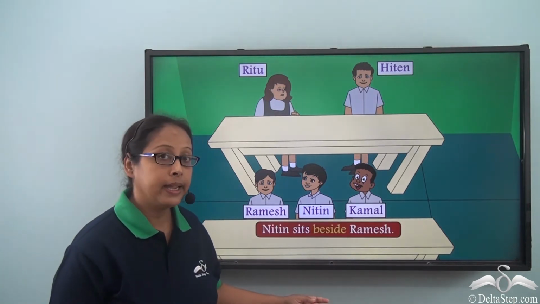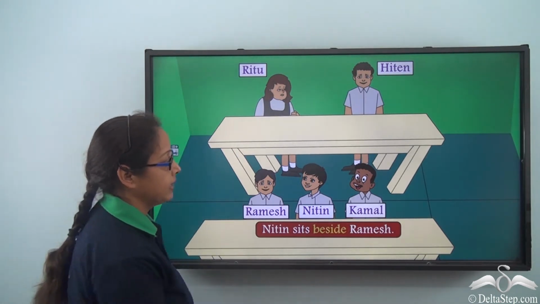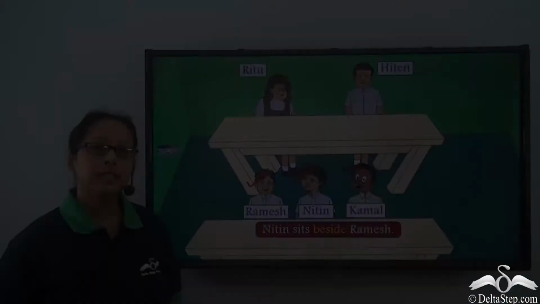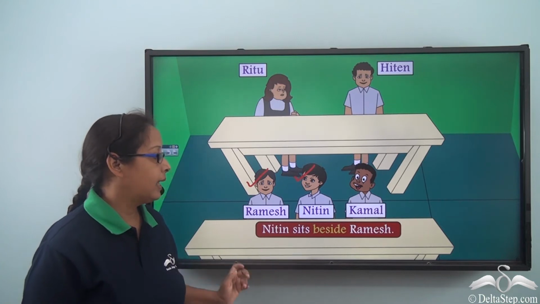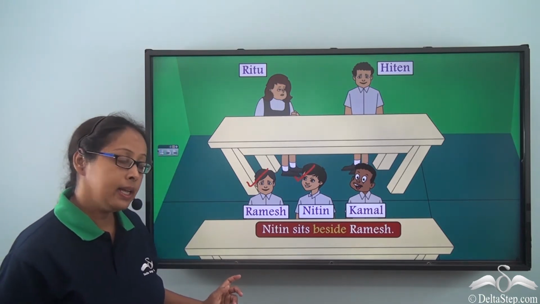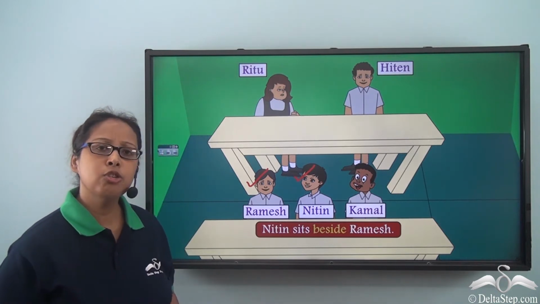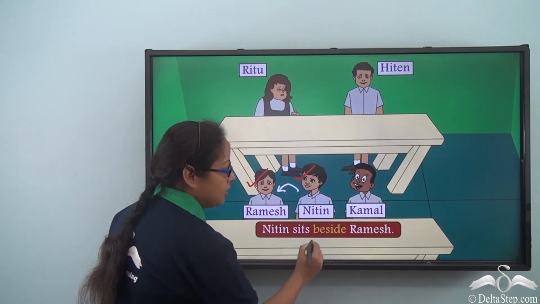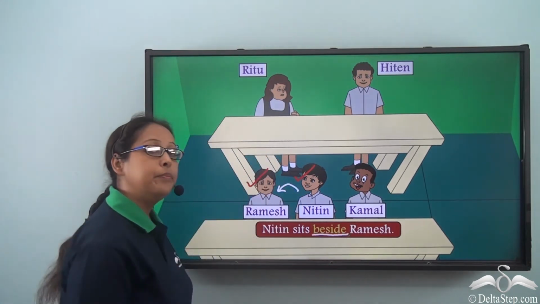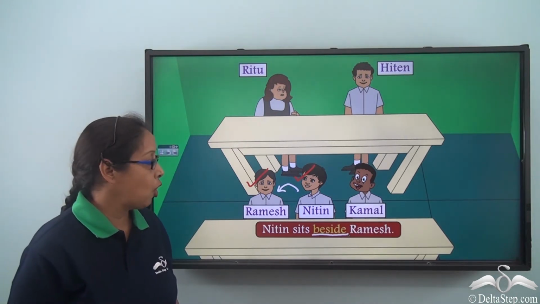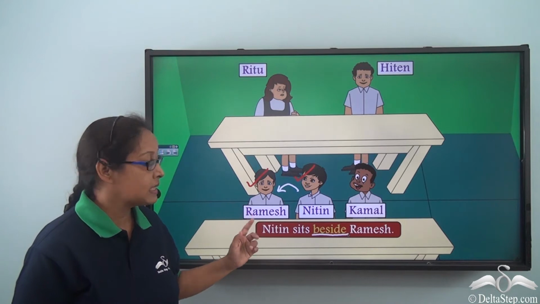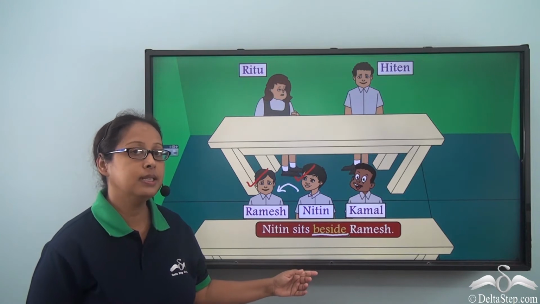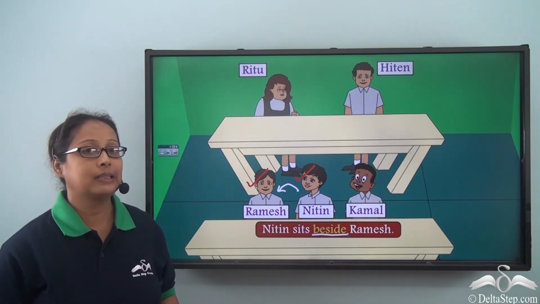Nitin sits beside Ramesh. So we can see that this is Nitin. And where is Ramesh? Here is Ramesh. So we can see that this is Nitin and this is Ramesh. And where are they sitting? Beside each other. So when I use beside, what do I mean? At the side of. So this word beside is telling us the position of Nitin. Where is he? He is beside Ramesh. So beside is a preposition in this sentence. Beside means at the side of.